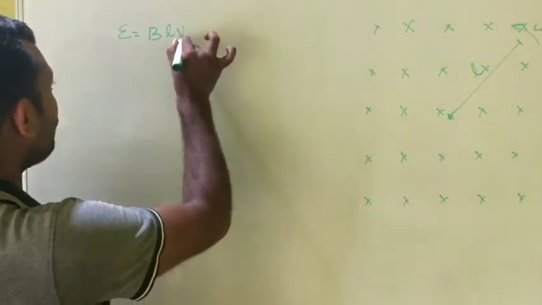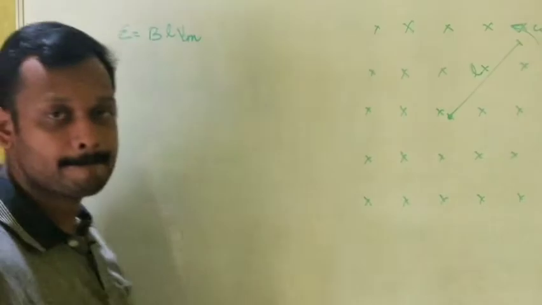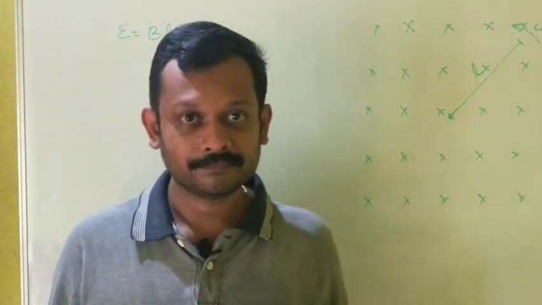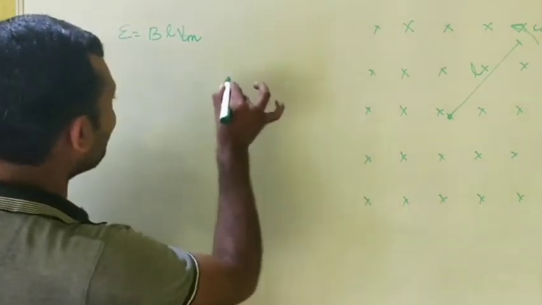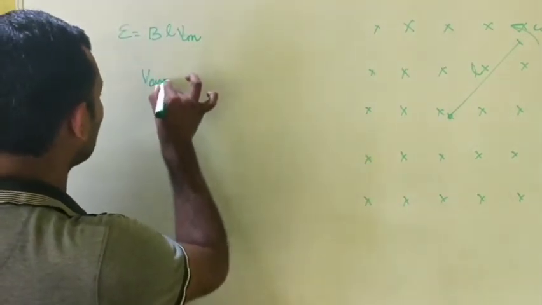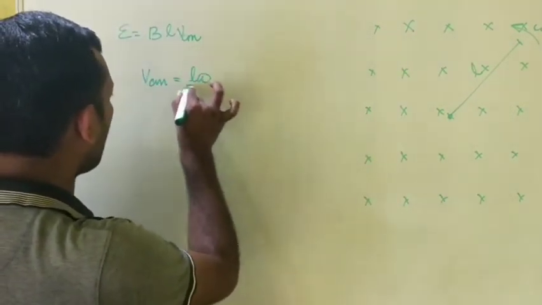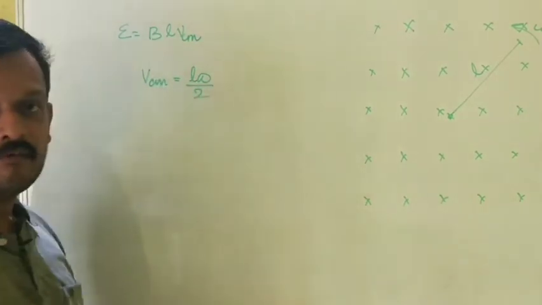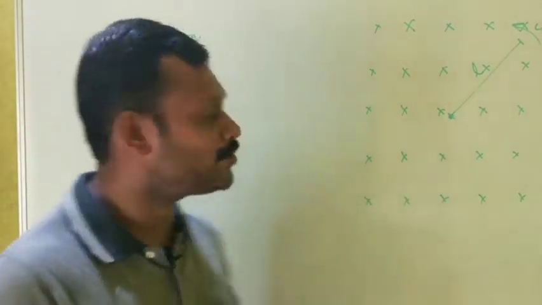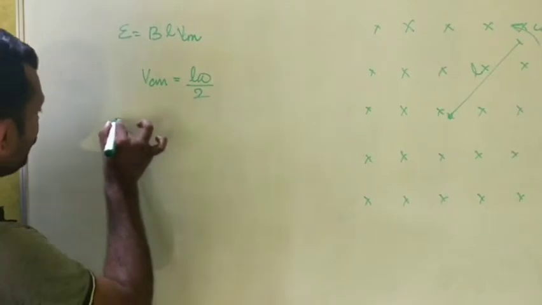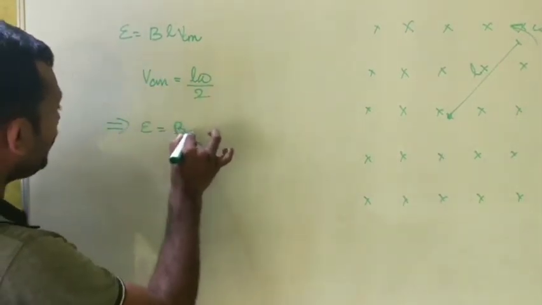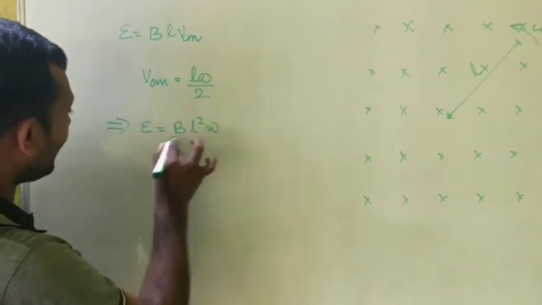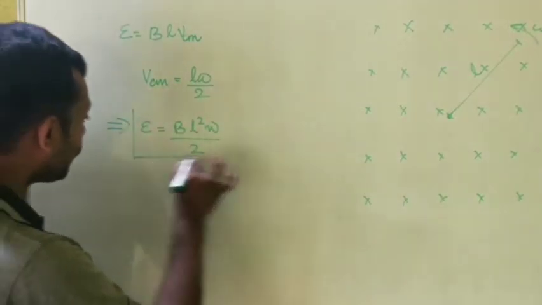Right? For a rod moving with the velocity v, its induced EMF is BLv. In this case, I will say v CM. B L into v CM. Anything wrong here? Now from the figure I can say v CM is equal to L omega by 2. Which means the induced EMF epsilon is simply B L square omega divided by 2. Problem is over.